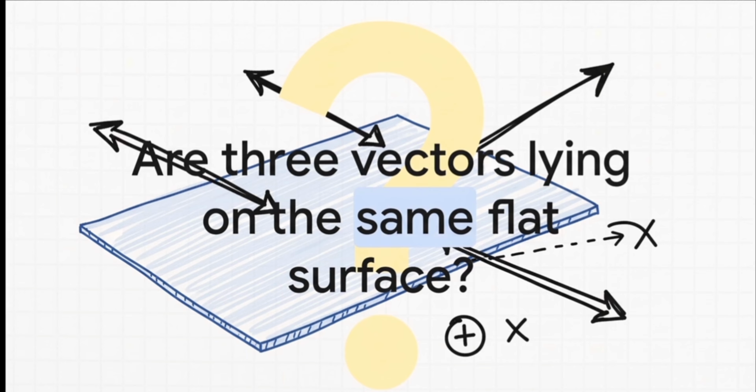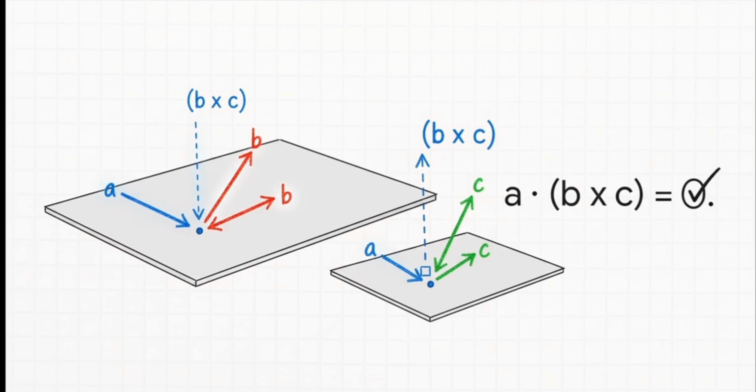It sounds like it could be a really tricky problem, but with the tools we have, the solution is surprisingly easy. Just look at how beautifully these two tools work together. Okay, step 1, you take the cross product of vectors B and C. What do we know about that? It gives us a new vector that's perpendicular to the little plane that B and C are sitting on.